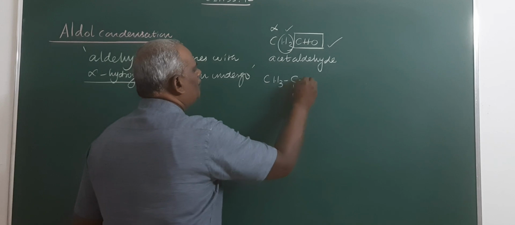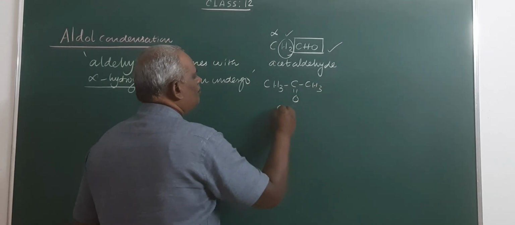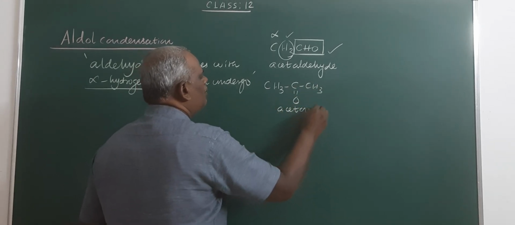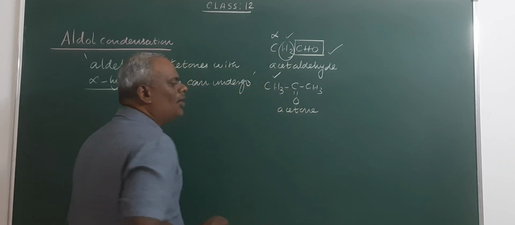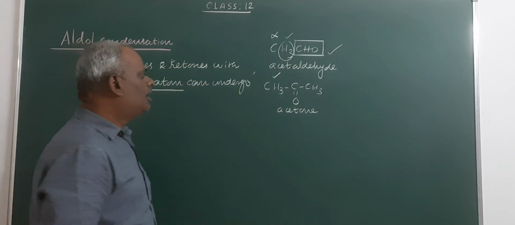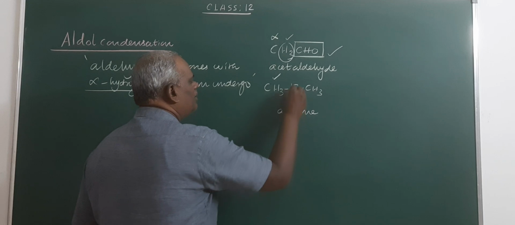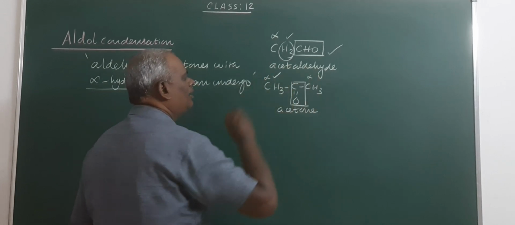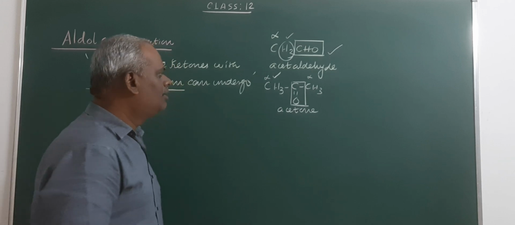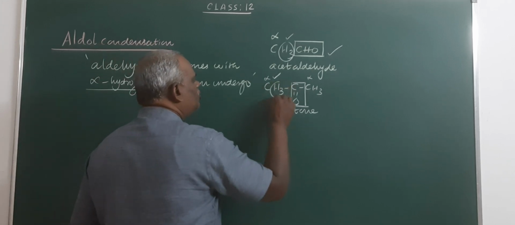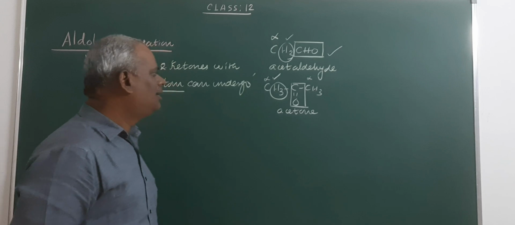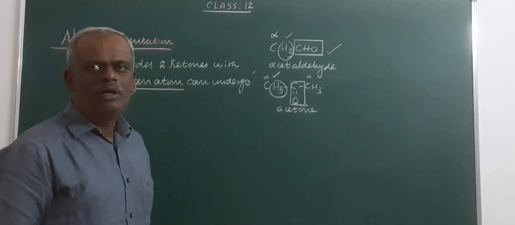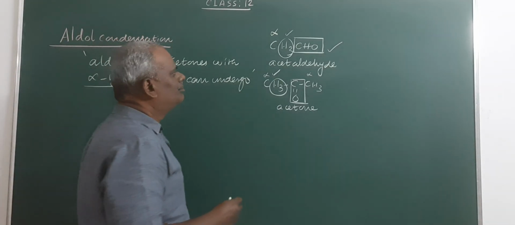Likewise, if you take acetone with the following formula, this can also undergo the aldol condensation because this is the functional group of a ketone. On either side, we find 2 alpha carbon atoms. So there are alpha hydrogens present in it, and hence this can undergo the aldol condensation reaction.